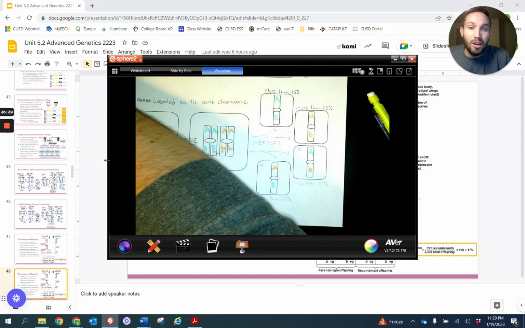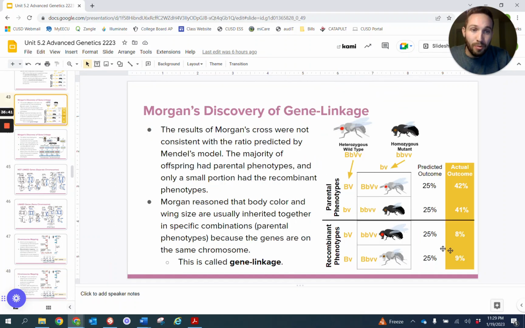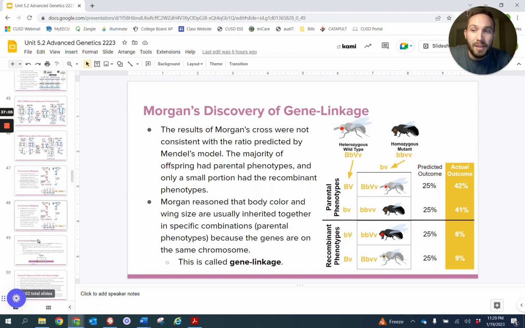Okay, so if these percentages were larger, that suggests that the genes are further away. But if these percentages are smaller, that suggests the genes are closer together, because the closer the genes are, the less likely these are, since being close together is preventing crossing over from separating them. But the further they are on a chromosome from each other, the more likely these recombinant phenotypes can take place.